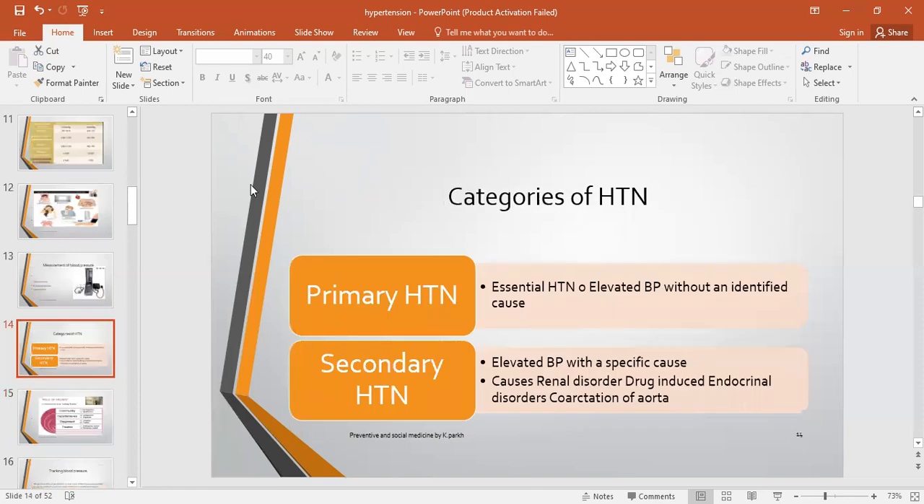Categories of hypertension. There are two categories of hypertension: primary hypertension and secondary hypertension. Primary, or essential, hypertension is elevated BP without any identified cause, and secondary hypertension is elevated BP with a specific cause. Causes include renal disorder, drug-induced, endocrinal disorder, and coarctation of aorta.